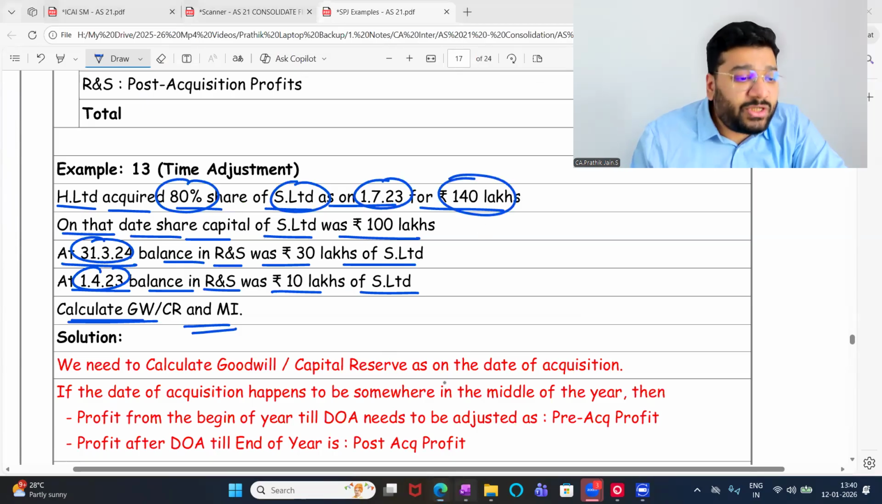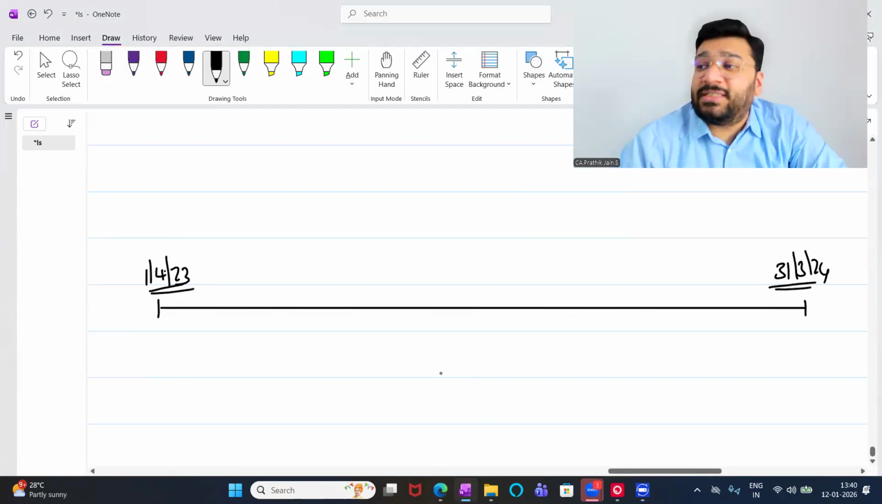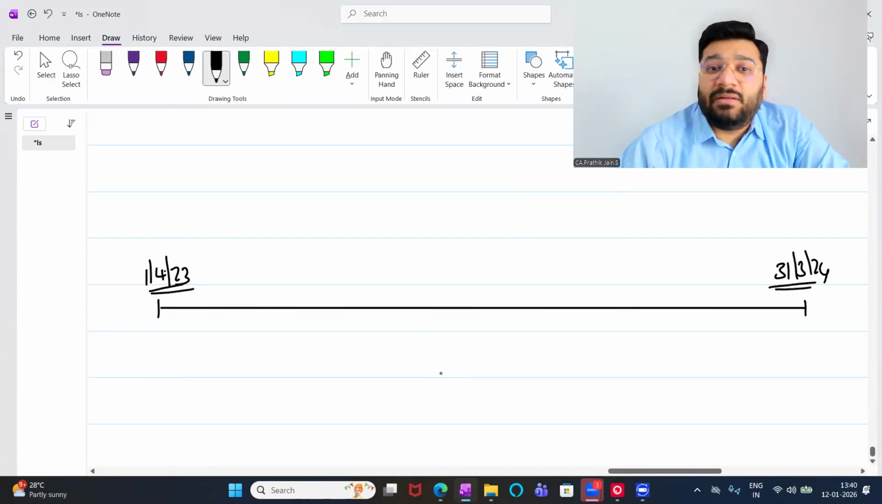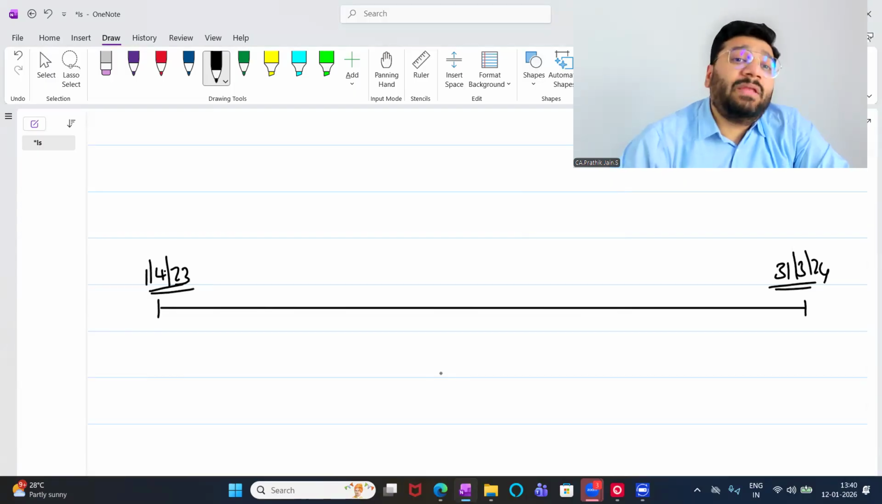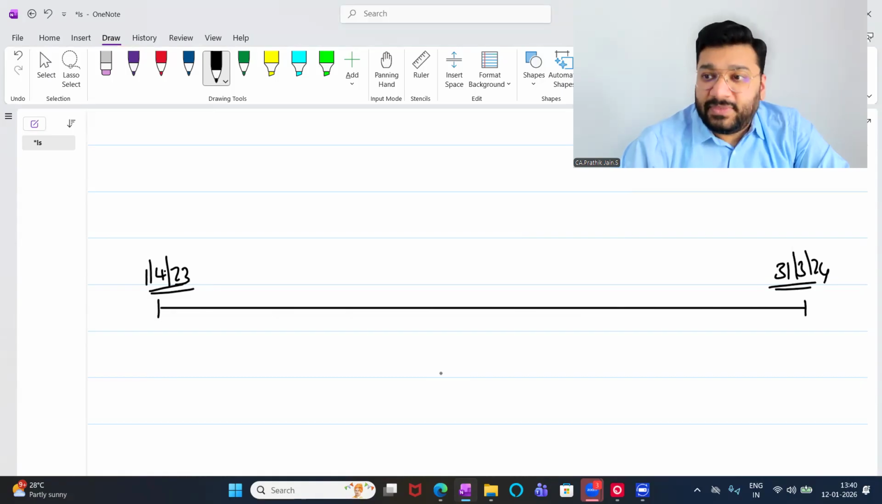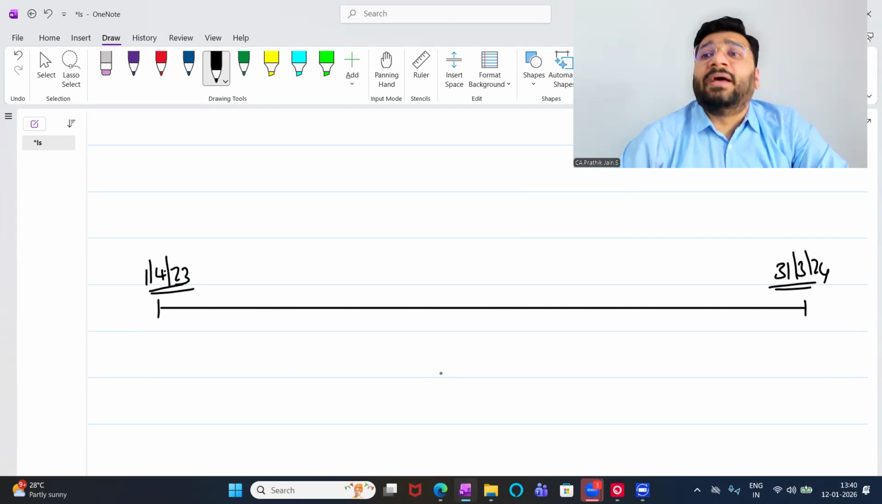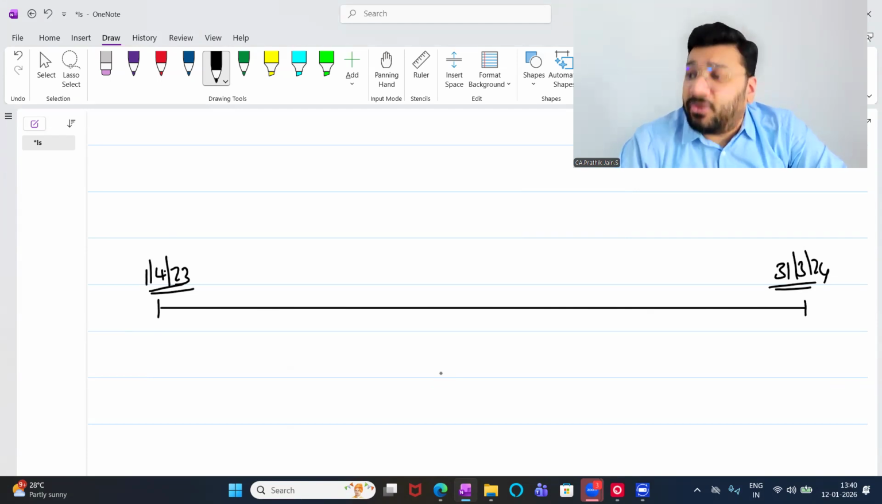H Limited acquired 80% share of S Limited on 1/7/23. Date of acquisition is not the beginning. Now the date of acquisition is somewhere in the middle. In the previous questions, the date of acquisition was always the beginning of the year. Now we are adding some masala, where the date of acquisition is going to be somewhere in the middle of the year. Is it necessary that whenever a company is acquiring shares, they have to acquire only on 1/4 of any year? Not necessary. They can do the deal anywhere in between the year also.